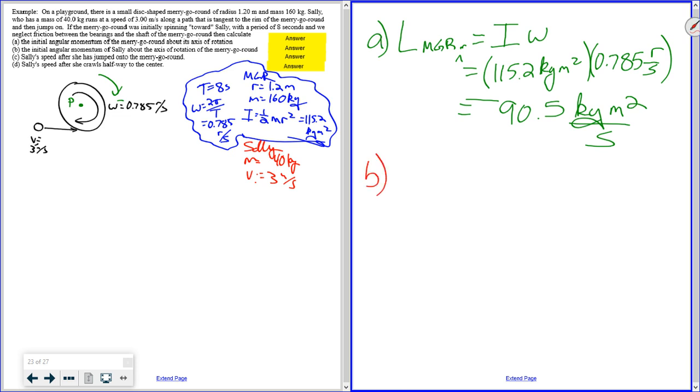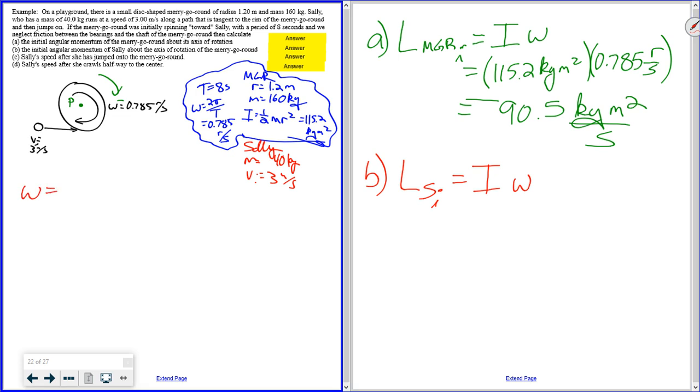So here's the deal. Sally is kind of a point particle, right? This is part B: the angular momentum for Sally initially. That should be I times omega, right? It turns out her angular momentum is v times r, but you have to measure your radius. Your radius has to be perpendicular to your velocity.